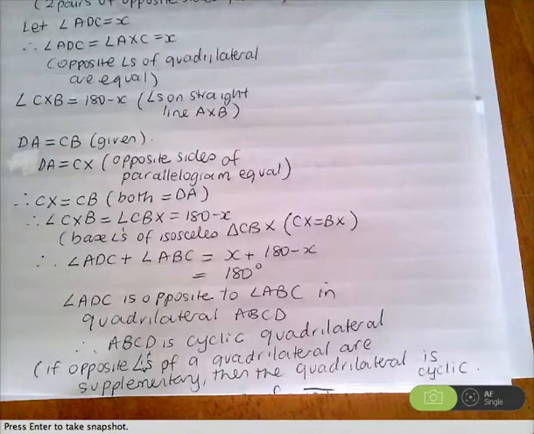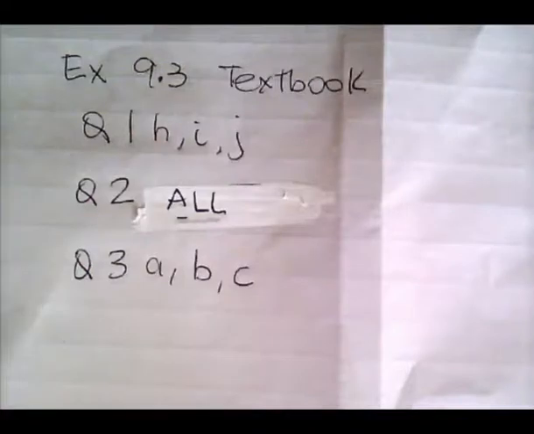So that's the end of those exercises on cyclic quadrilaterals. Okay, and so your homework is exercise 9.3 from the textbook. Question 1, HIJ. Question 2, all of it. They are all a little bit different, so I want you to do all of it. Don't forget to put all your reasons. And question 3, ABC. Actually, question 3 is quite easy. Okay, so that's the end of that video.